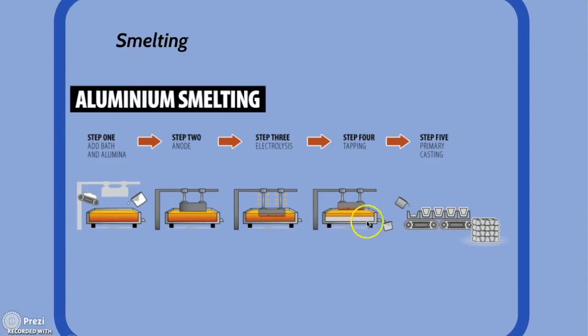The molten aluminum metal sinks to the bottom of the vat and then is drained periodically through a plug, where it is taken to the primary casting.